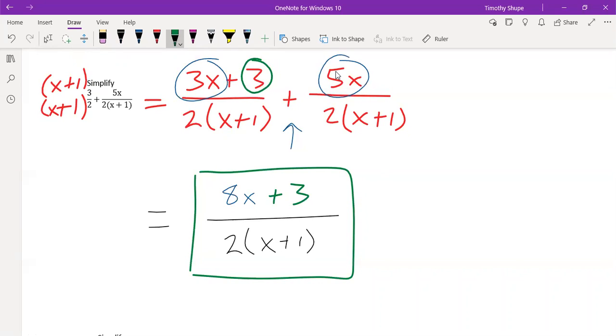So we recognized from the very beginning that the factor of 2 was already in common. We were just missing the factor of x plus 1 in the first fraction. So we multiplied by that extra factor. Once we had done that, we combined our like terms and then simplified what we could.